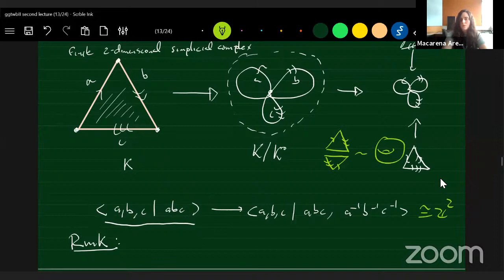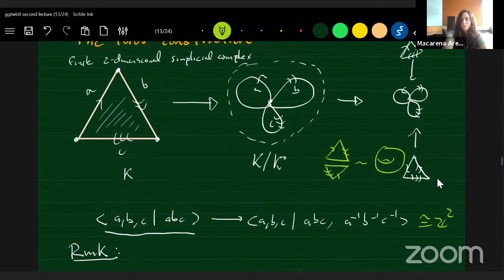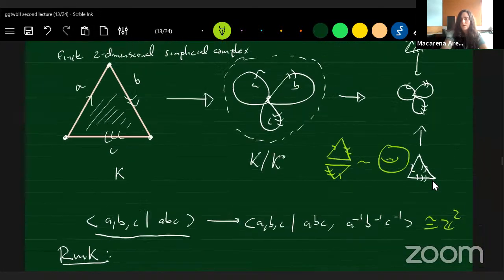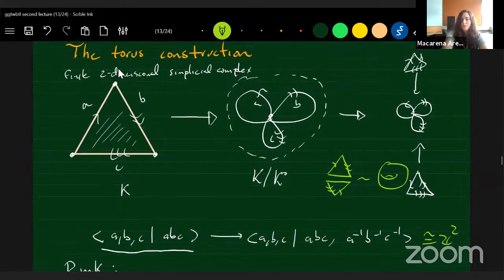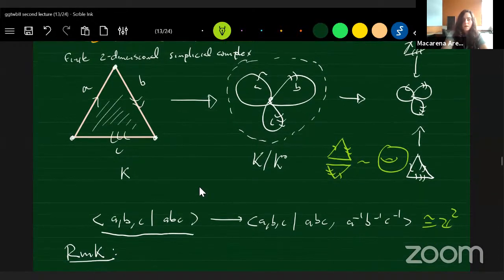And that's the reason why this is called the Torus construction, because what we're doing is basically replacing each simplex in the simplicial complex by a torus. One remark is that the complex we obtain, so this is called TK, the complex we obtain by doing the Torus construction is aspherical.